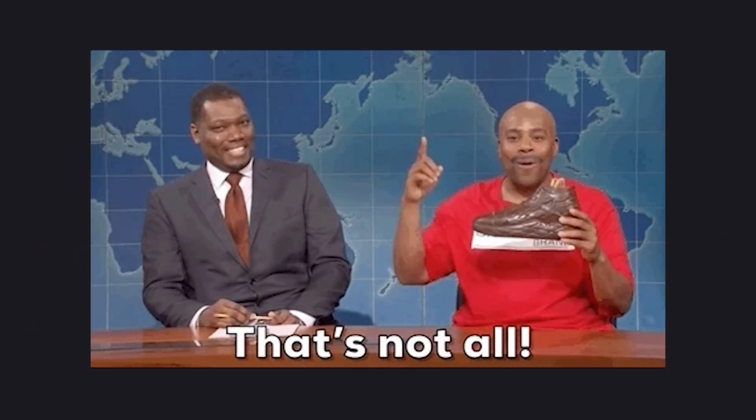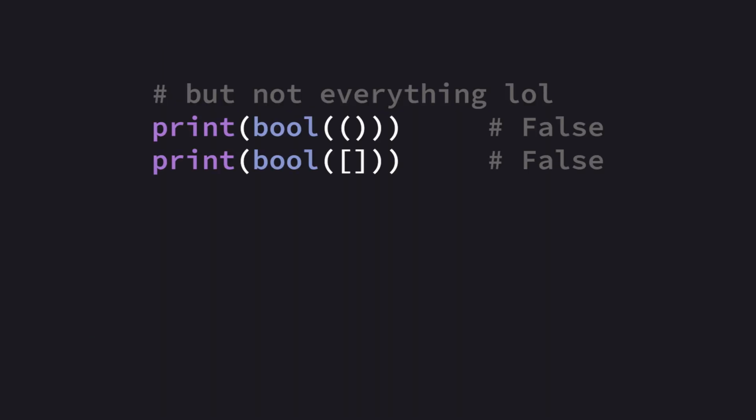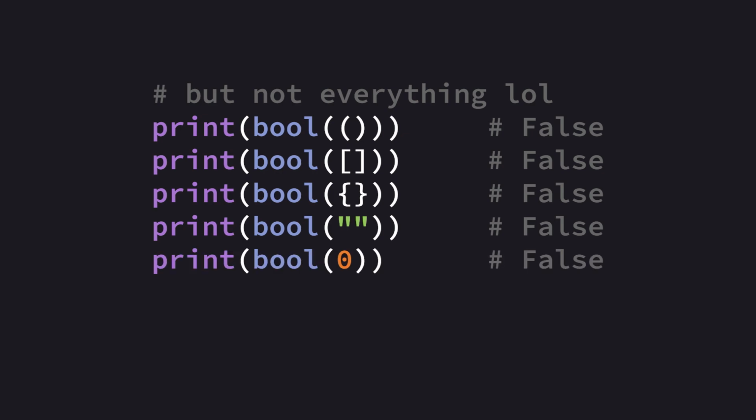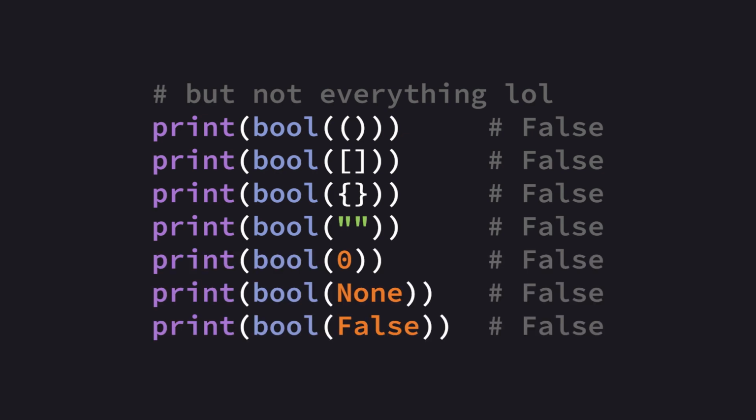However, there are some values that evaluate to false. These include empty values like parentheses, square brackets, curly brackets, strings, the number 0, and None. Naturally, the Boolean value False also evaluates to false.